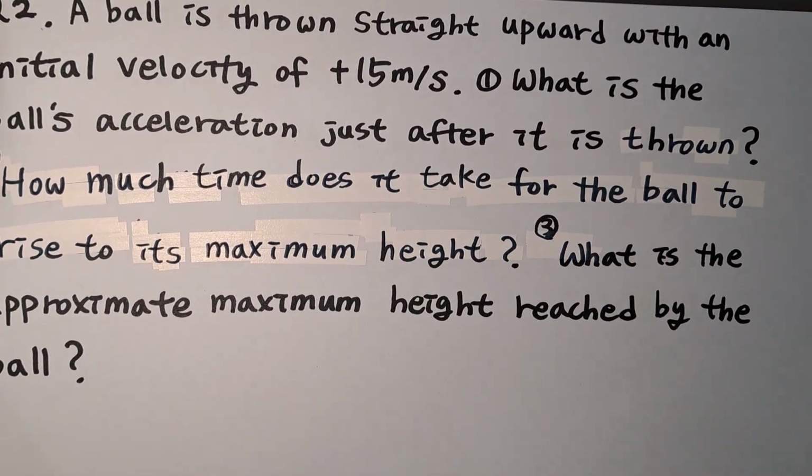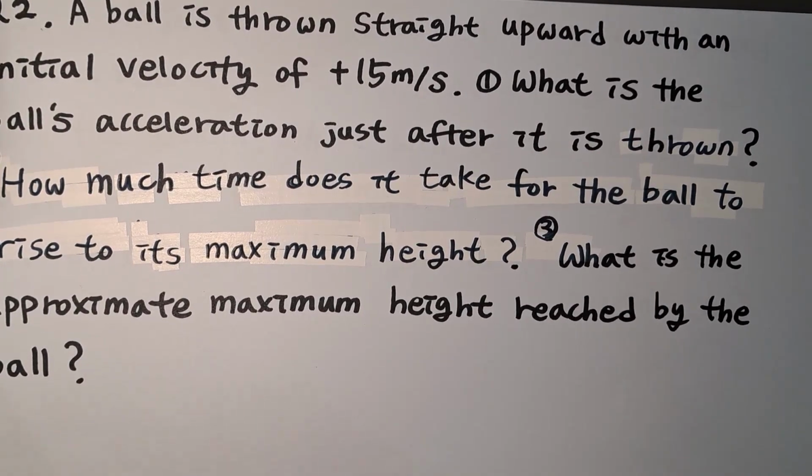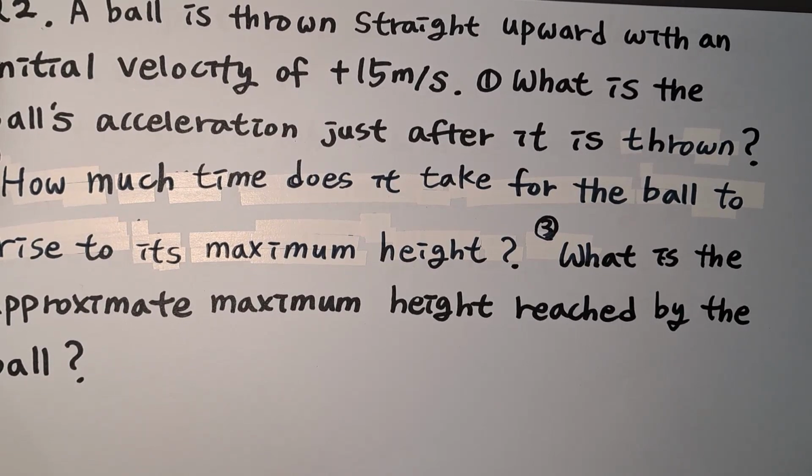A ball is thrown straight upward with an initial velocity of 50 meters per second. What's the ball's acceleration just after it's thrown? How much time does it take for the ball to rise to its maximum height? What's the approximate maximum height reached by the ball?